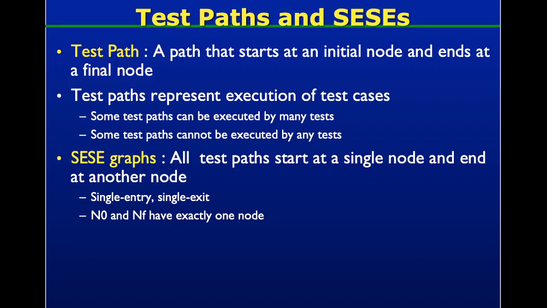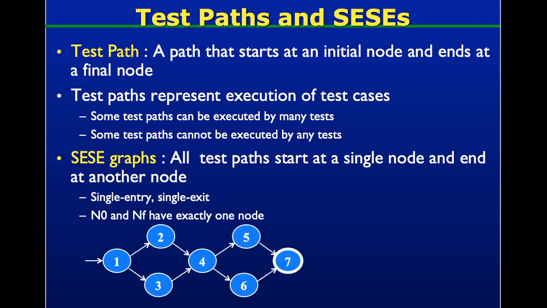Next up are the test path and the single entry, single exit graph. A test path is a path that starts at an initial node and ends at a final node. The test path represents the execution of a test case; many test paths cannot be executed by any test at all. A single entry, single exit graph has one initial node and one final node, like this diamond graph right here, where you only have one initial node, 1, and one final node, 7.